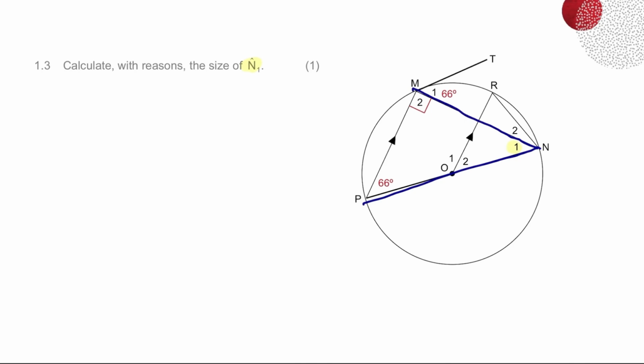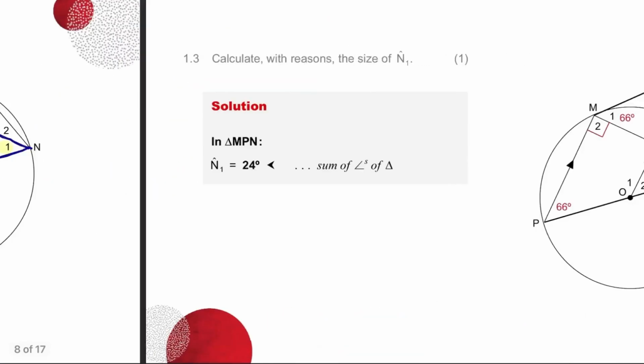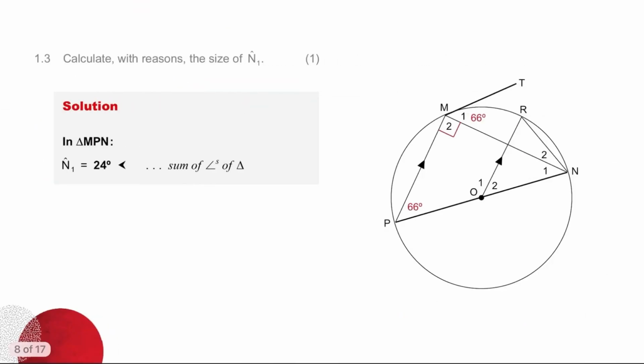And in doing that, I can see where the angle starts from, but I can also see that if I just draw in that line, I have a triangle in which I've already processed that angle M2 is 90, and that angle P is 66. So to find angle N1, I simply have to find the third angle in the triangle. So for 1.3's solution, all we have to write up is angle N equals 24 degrees, sum of angles in triangle.